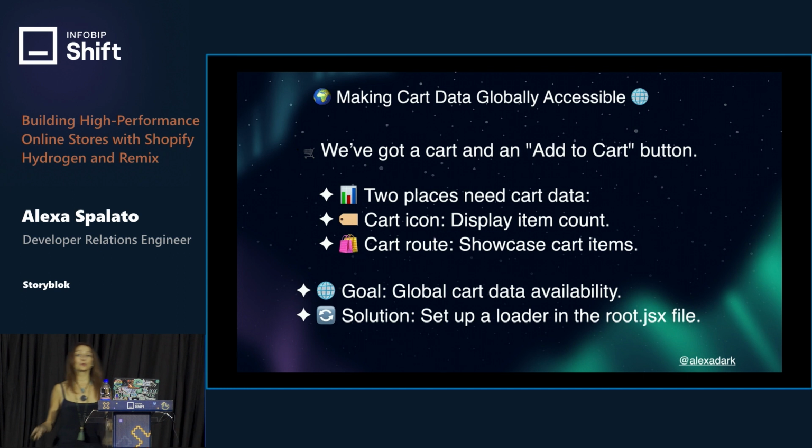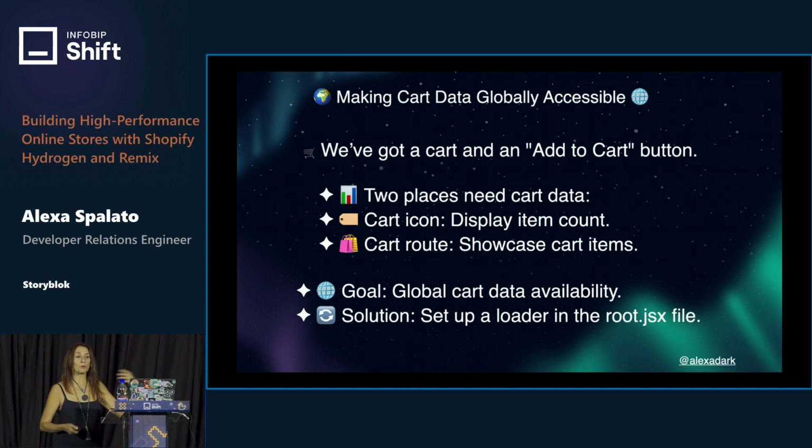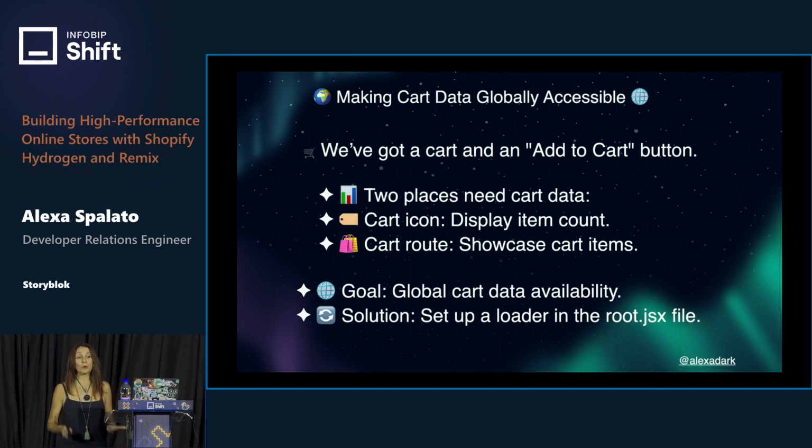Okay, so now we have a cart, we have a button to add items to our cart, and so we need to grab and read this data. And so we need this data in two parts because we need the number of items in the little icon on top, and of course we need to read all the data in our cart page. So we need this data to be available globally, and for that we are going to create a loader to get the data from the server, and this loader will be in the root file, which is the parent root.